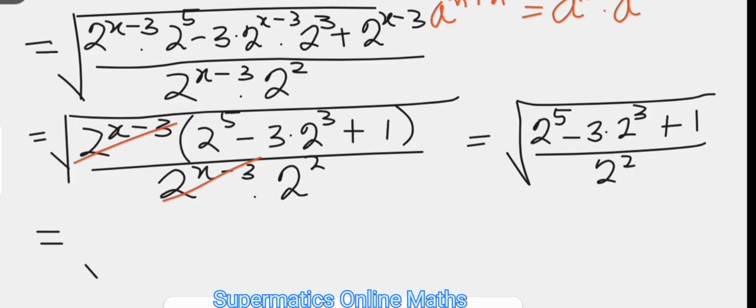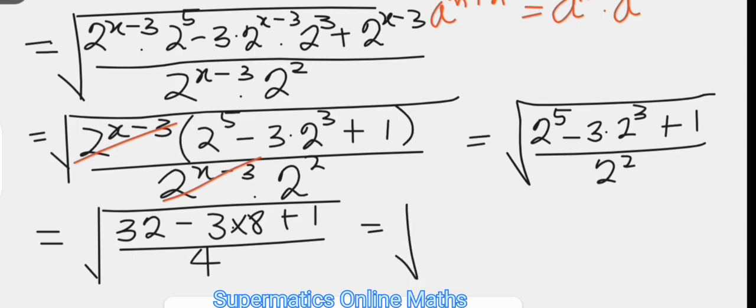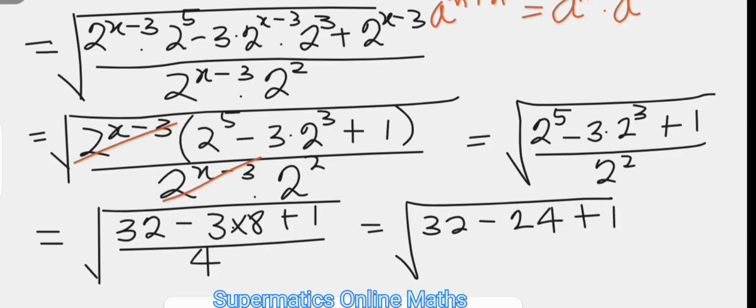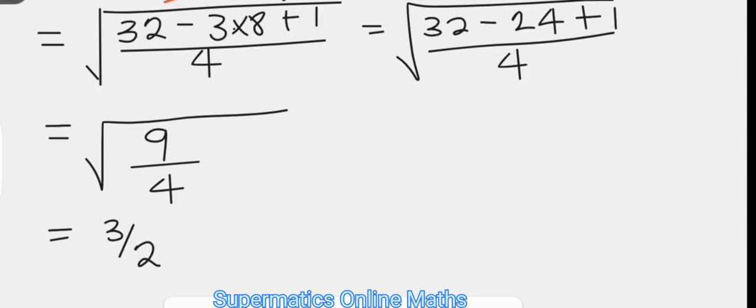This becomes the square root of 32 for 2 to the 5th power minus 3 times 8 plus 1 over 4, giving the square root of 32 minus 24 plus 1 over 4. That is the square root of 9 over 4. 32 minus 24, 8, 8 plus 1, 9. And the square root of 9 over 4 is 3 over 2. Simplified without using any calculator.